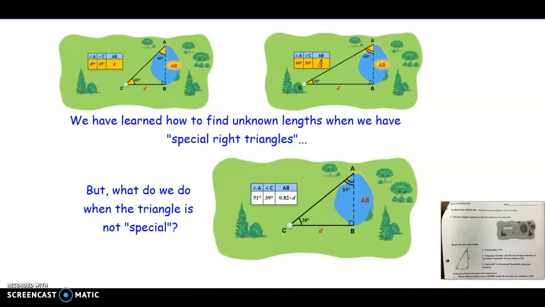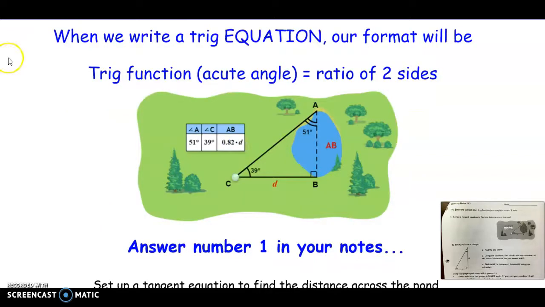So we have already learned how to find unknown lengths when we have our special right triangles. Remember, that's the 45, 45, 90 and the 30, 60, 90. But what do we do when we have a triangle that's not considered a special one, like is pictured here? It's just a 39, 51, 90. So we can't apply those special triangle rules to it. That's when we write a trig equation.